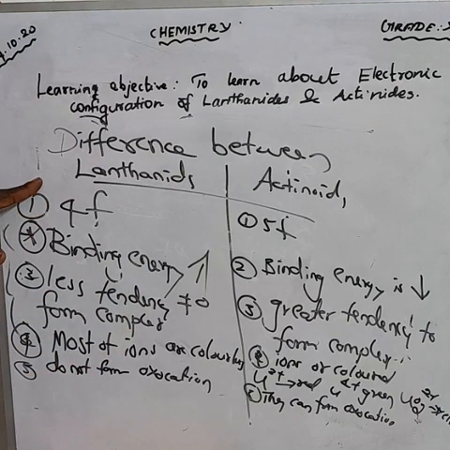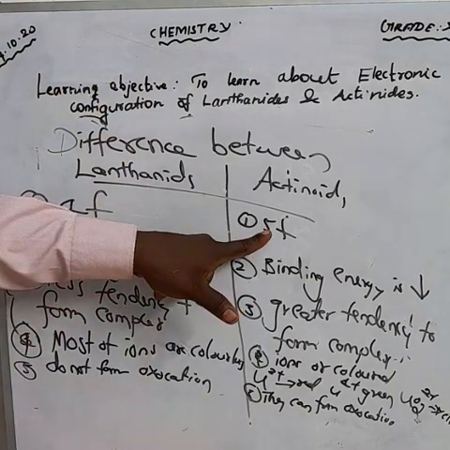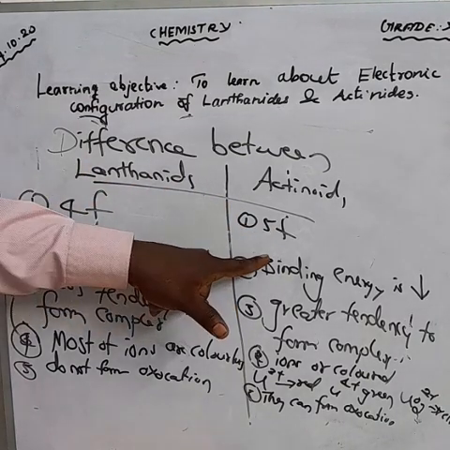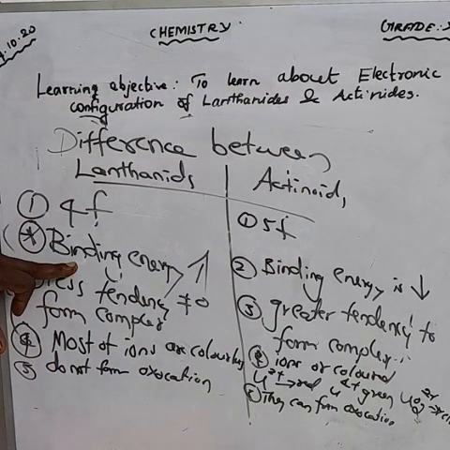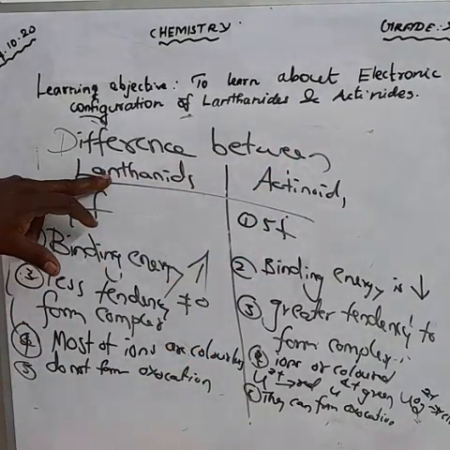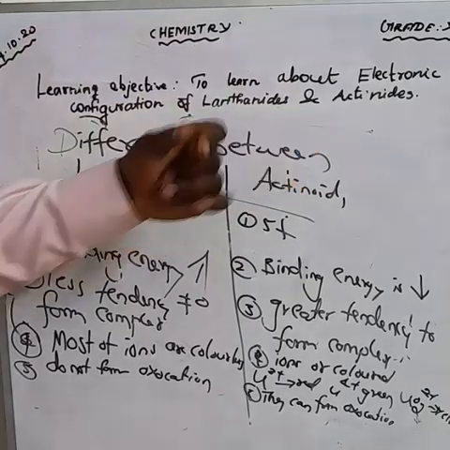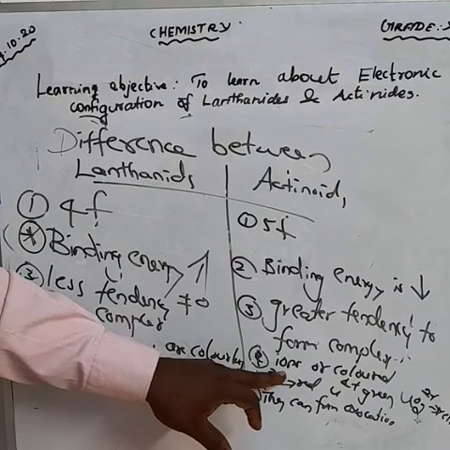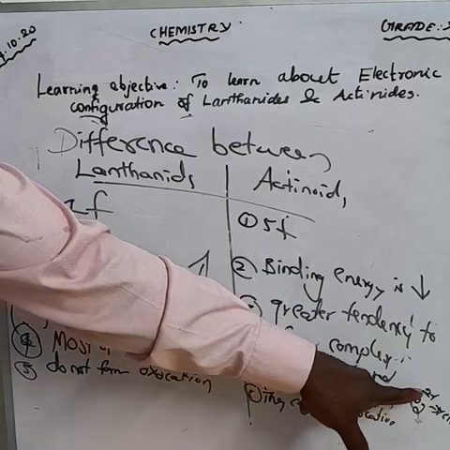What is the first point here? Differentiating electron enters the 4f orbital, differentiating electron enters the 5f orbitals. Binding energy of 4f electrons is high, binding energy of 5f electrons is low. There is less tendency to form complex, that is, actinide has a greater tendency to form complex. Here lanthanides, most of the ions are colorless. Here actinides, most of the ions are colored. Examples are very important, a one word question. What is the color of U3+? Red. What is the color of U4+? Green. What is the color of UO2 2+? Yellow.